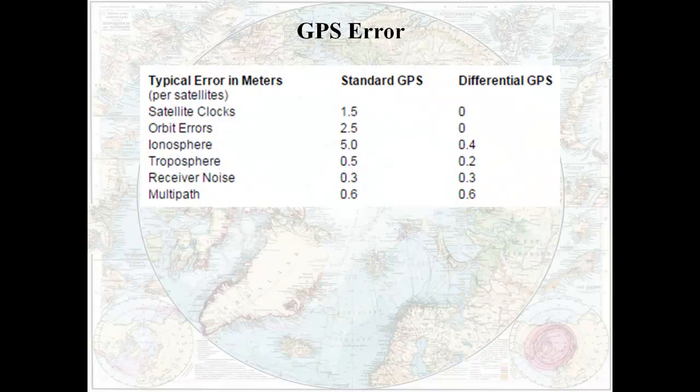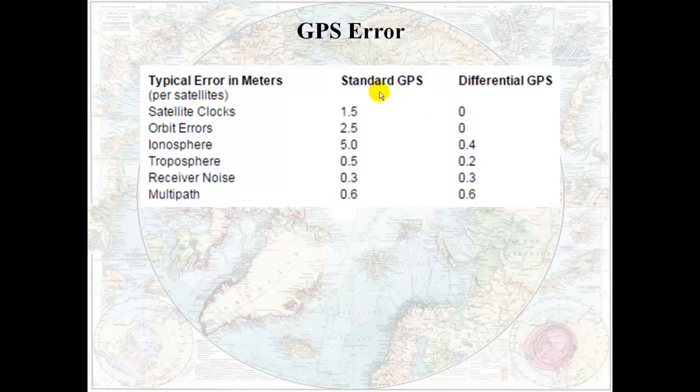Here's a chart that shows a comparison between the potential or standard error with a regular GPS, single frequency receiver, and differential GPS. I'll talk about that in a minute. Clocks can be off by 1.5 meters with the standard GPS. Differential GPS is going to correct for that. Orbit errors could be 2.5 meters in standard; differential is going to be 0. Ionosphere is 5 meters versus 0.4, and you can see how things compare. Receiver noise and multipath effects are roughly the same in standard and differential GPS.